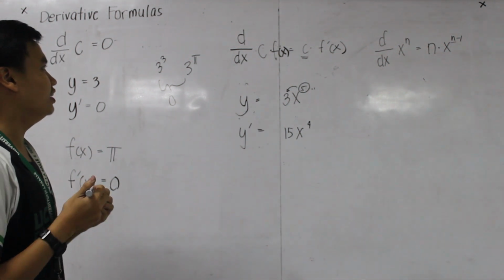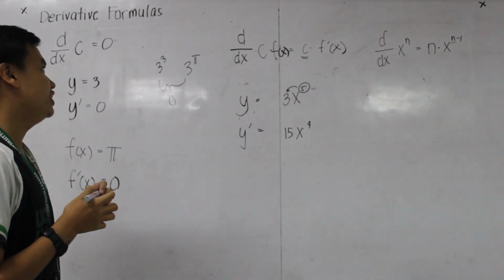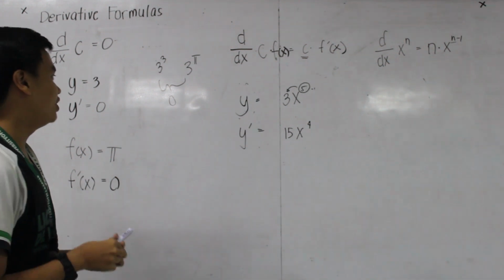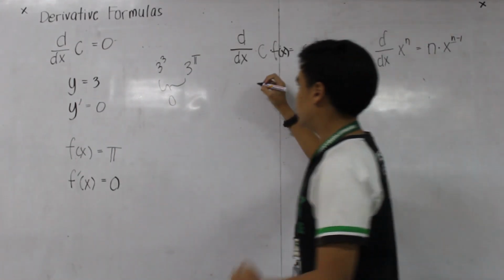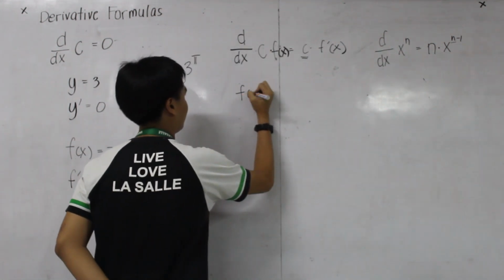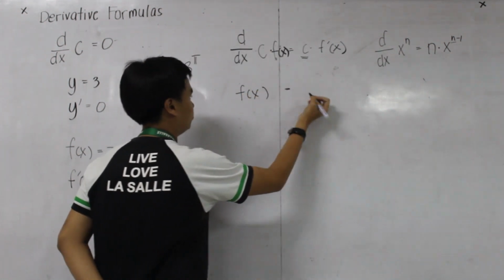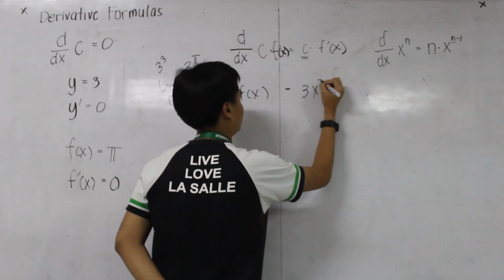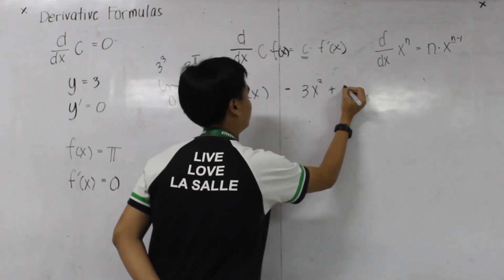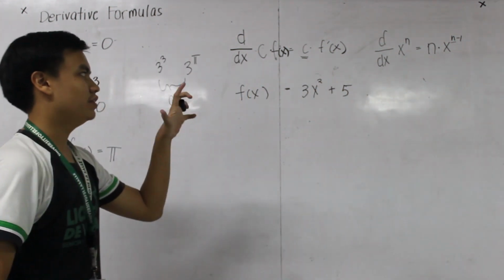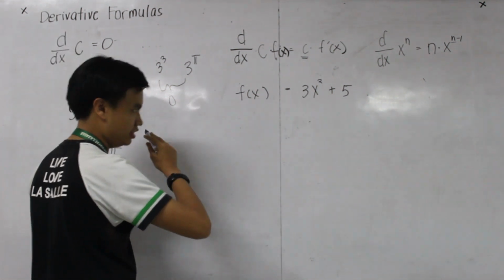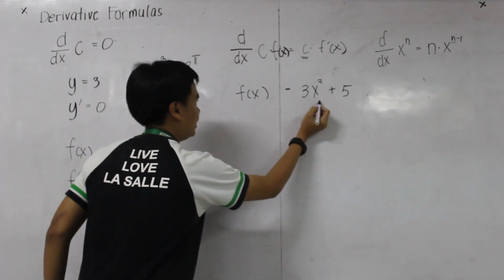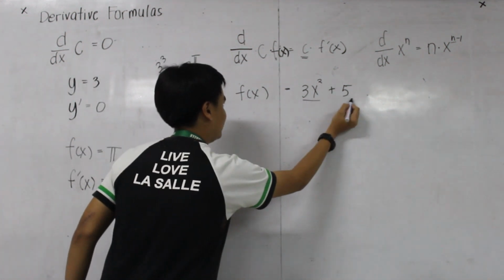So far, these are the basics. What if we are given f of x is equal to 3x squared plus 5? How do we get the derivative of this? We get the derivative of each term and add them together.